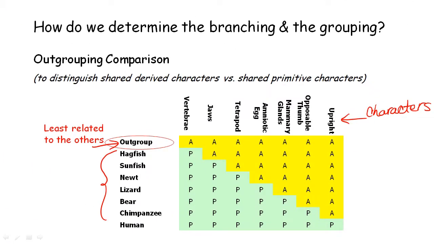On this table here, we've indicated whether these various species have a trait present or whether it's absent. So A is for absent, and P is going to be for present. So we've got a nice organized chart here that we can refer to as we start to put together our cladogram.